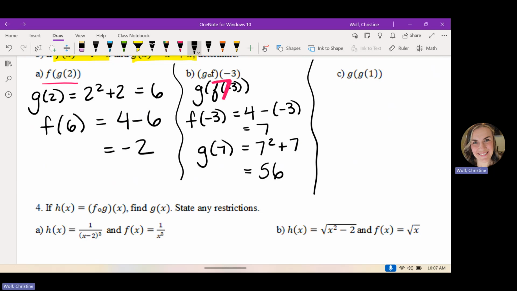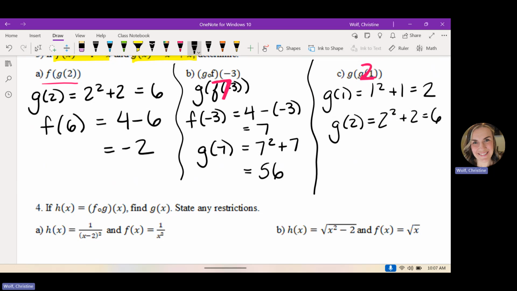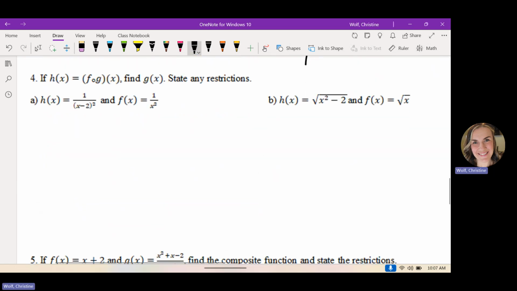Okay, I want g of g of 1. So I want to figure out what's g at 1, get that answer, and then do it again on g. G at 1 would be 1 squared plus 1. That's 2. So I just figured out g at 1 is equal to 2. So now I'm really asking what's g at 2? 2 squared plus 2 equals 6. Good? Okay.